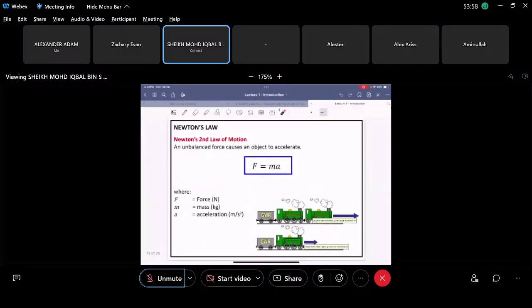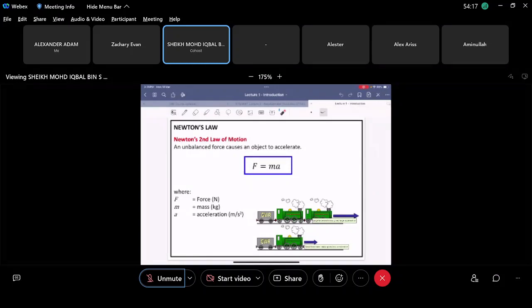And then there's Newton's second law of motion, which is force equals mass times acceleration. It's just telling you that when you have mass and you have acceleration, then definitely you will have force. For example, like boxing.